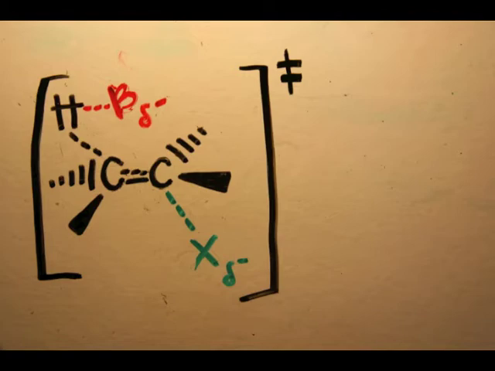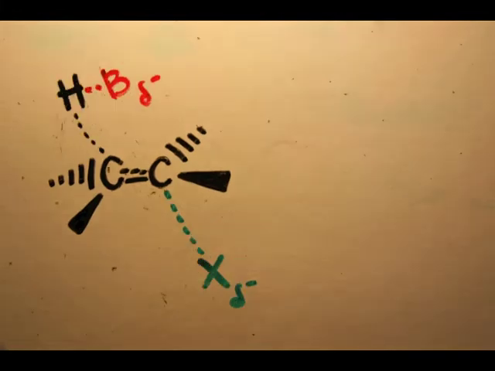In the transition state, the pi bond forms. This happens at the same time that the bonds from carbon to hydrogen and from carbon to the leaving group break. The product of this reaction is an alkene.